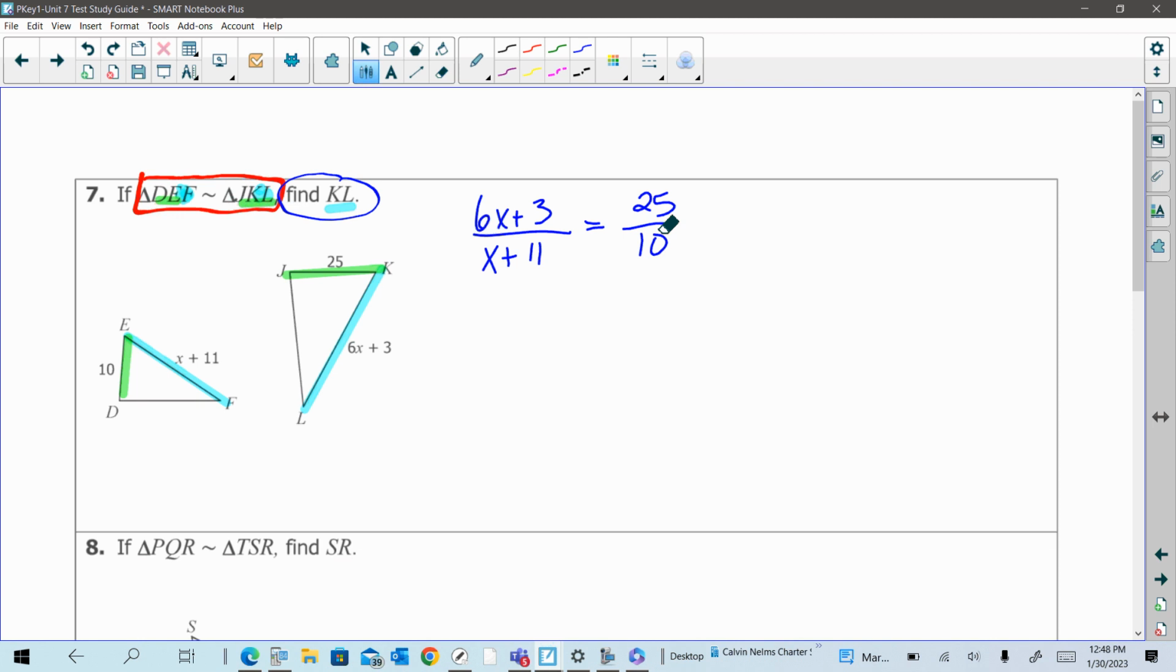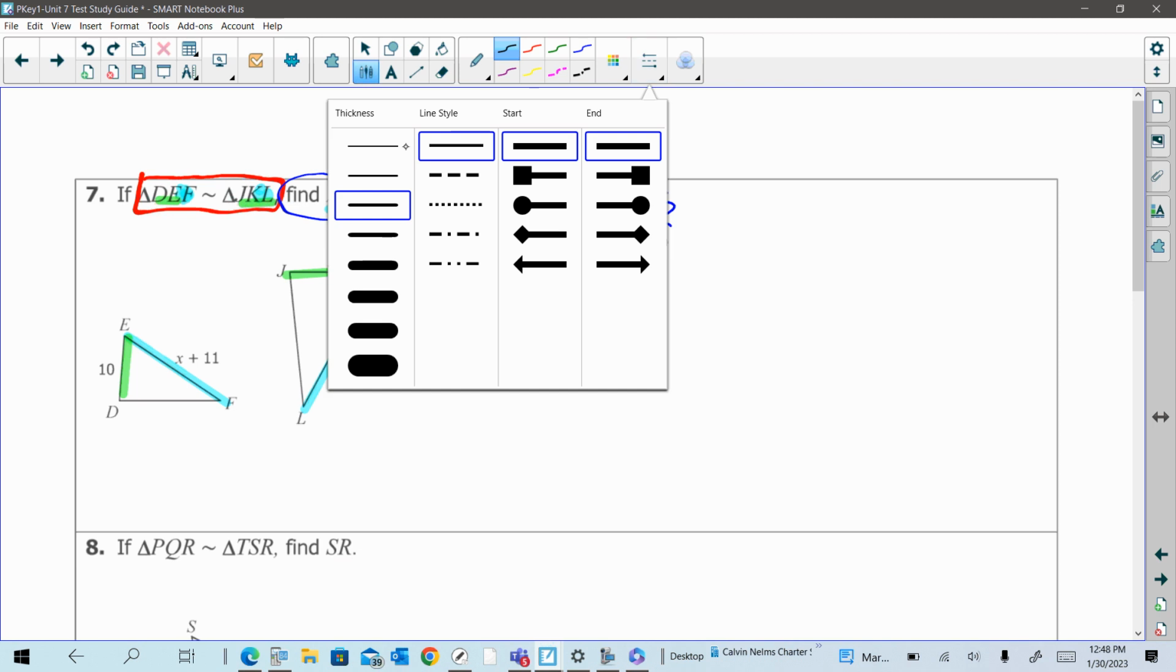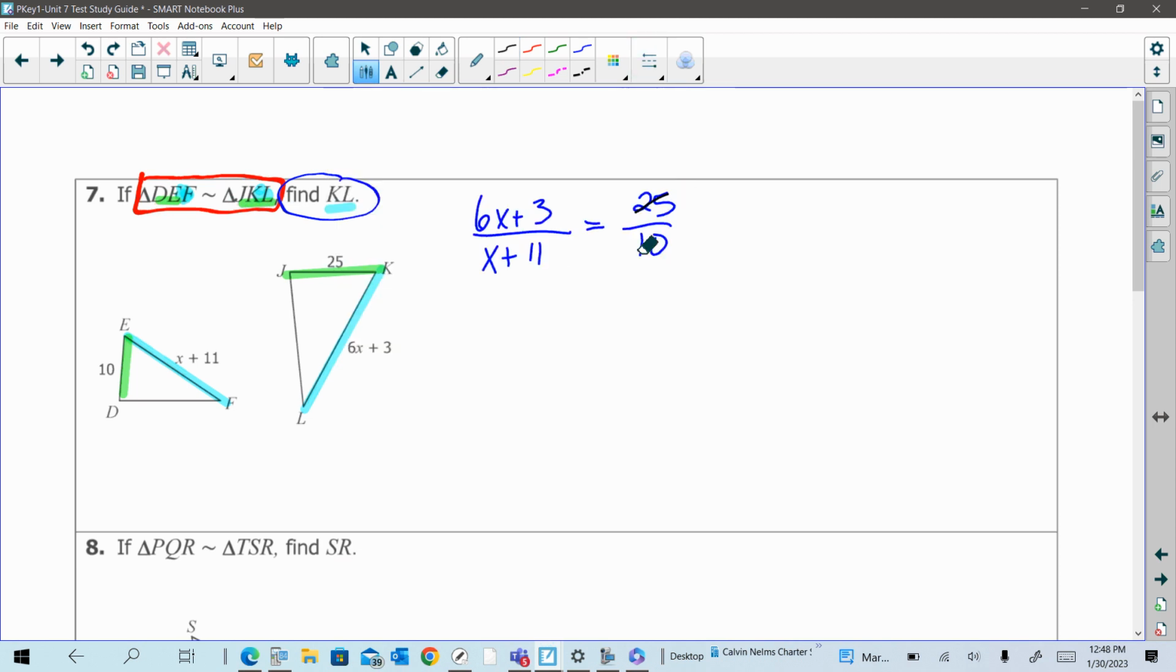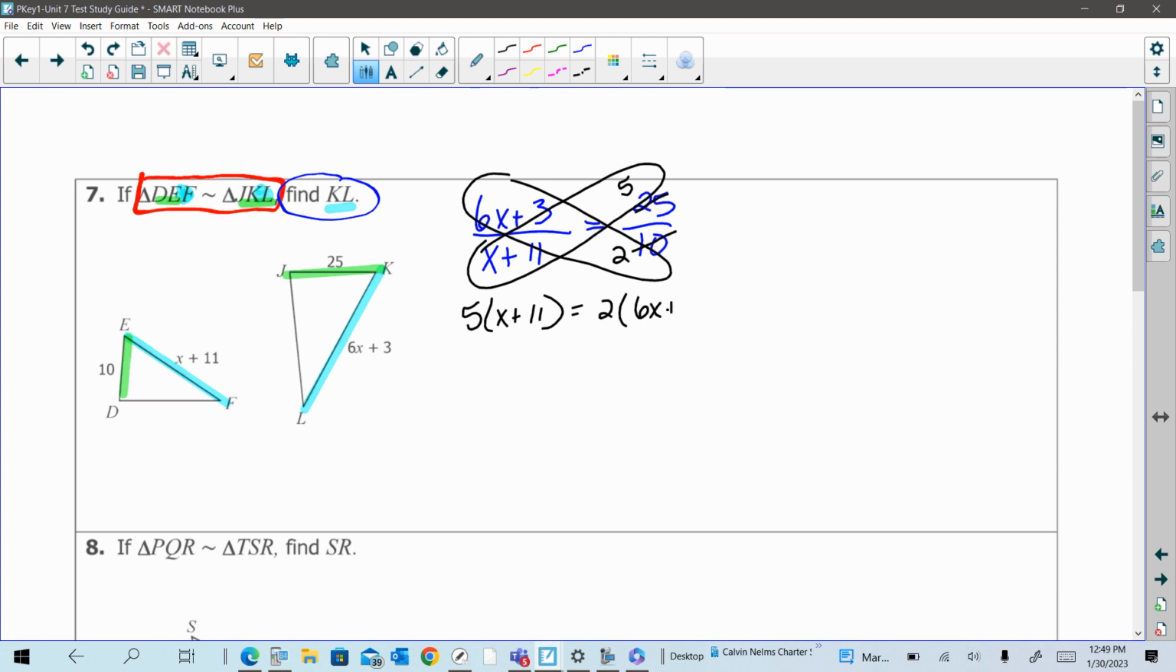Now, if you want to reduce before you cross multiply, you can. That's up to you. But I can see that I can reduce because 5 goes into 25 and 10. So this would be 5 over 2. Does that make sense, what I just did right there? And then you can cross multiply. This is just another way. It gets you to the same answer. So this is 5 parentheses x plus 11, and then this is equal to 2 parentheses 6x plus 3.